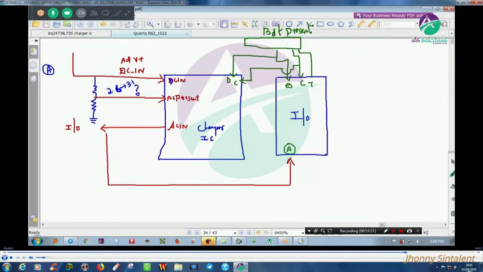Temperature, this will not go to charger IC, it will go only to the IO controller. Done?